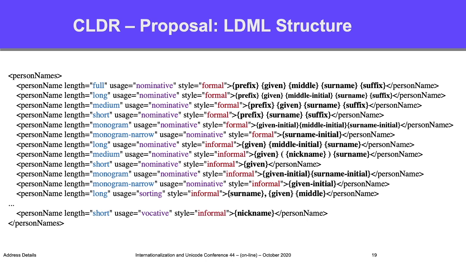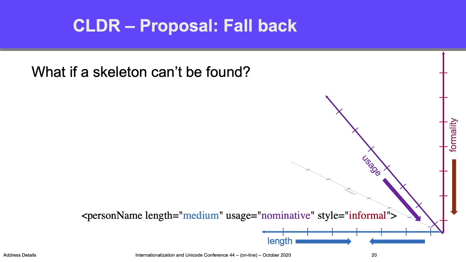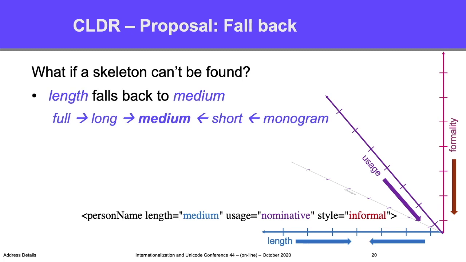But what if a skeleton can't be found? There are over 200 different locales, or hundreds of locales in CLDR at this point, and not all of them have all of the different formats that are spec'd out in CLDR. So what if a skeleton can't be found? So length would fall back to medium. So from the longer fields to medium, and from the shorter ones also back to medium.